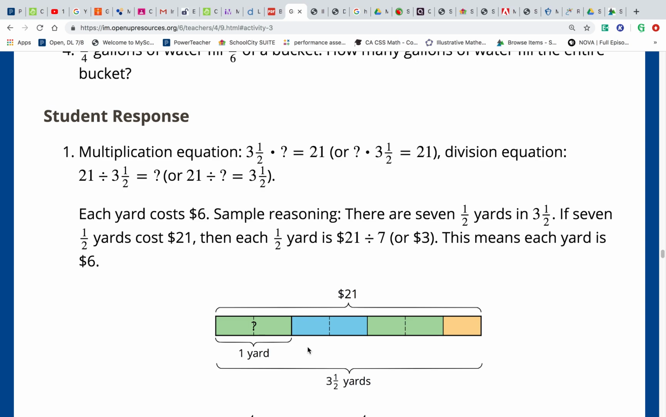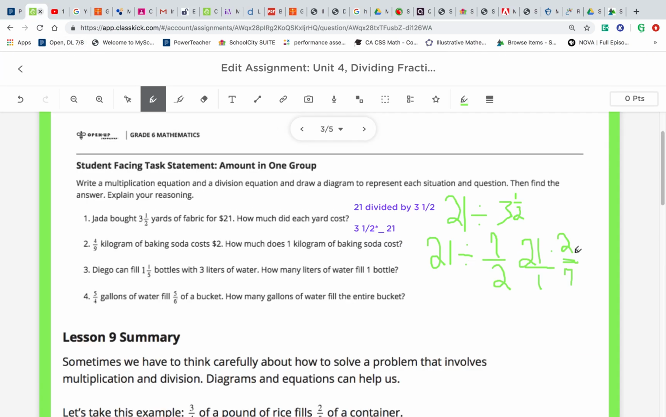So if there are 7 halves, well, you can see up here they're mentioning how we can take 21 and divide that by 7 pretty easily, right? 21 divided by 7 is $3. So a half yard would be $3. And so if you want to find out what the whole yard is, you just double the 3 and you get 6. Okay.